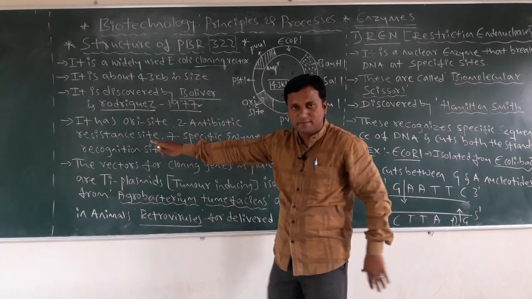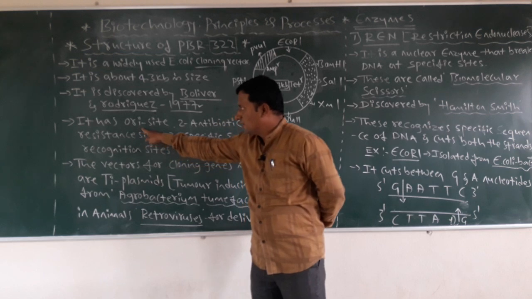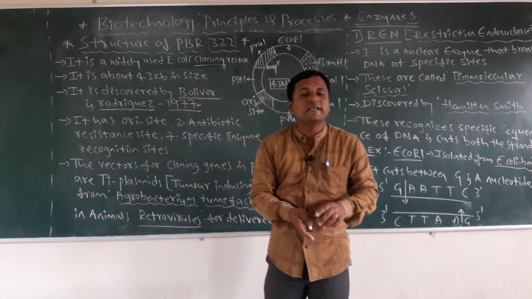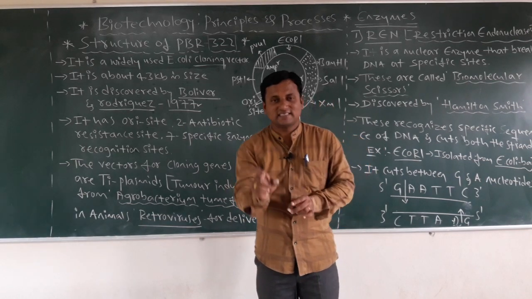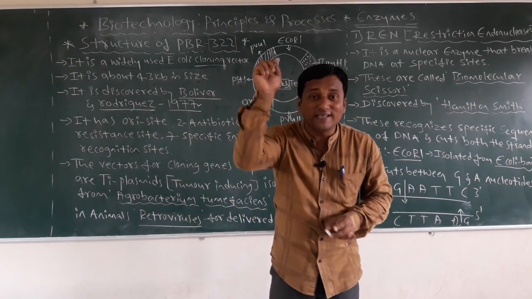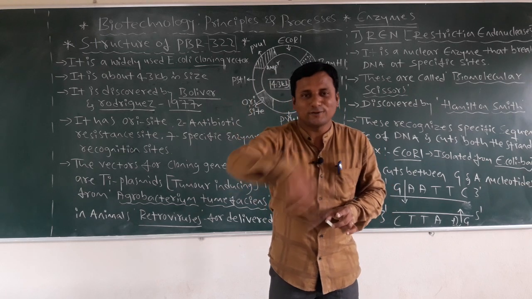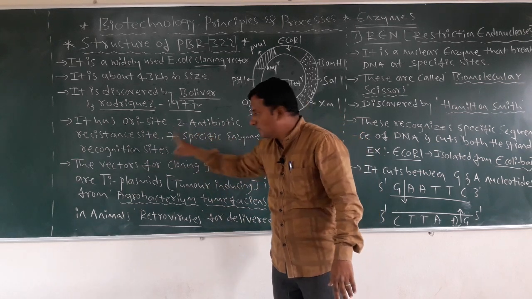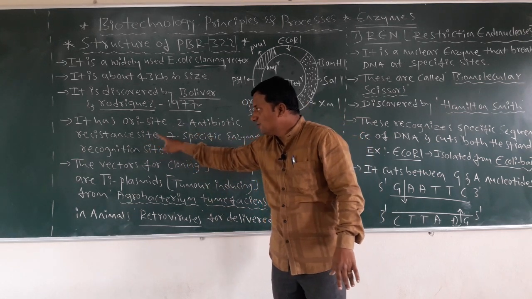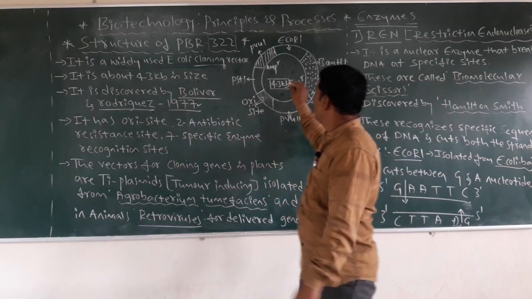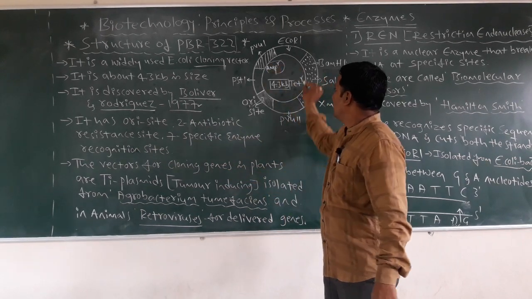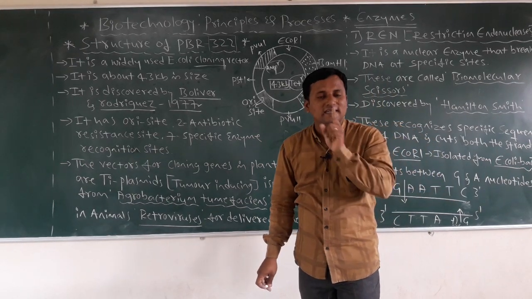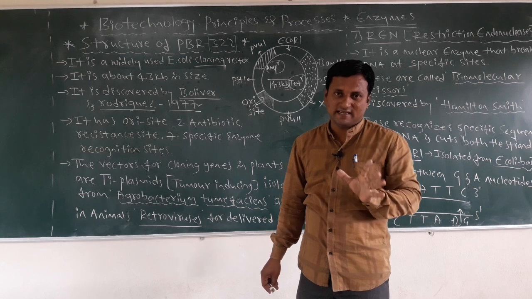Like this, come here. What is this? It has one ORI site. That ORI site is nothing but the origin of replication site, the site where the genes are introduced to start the process. Which process? The replication process. And there are two antibiotic resistance sites. What are those? One is AMP-R, another is TET-R. AMP-R is nothing but ampicillin, TET-R is nothing but tetracycline.